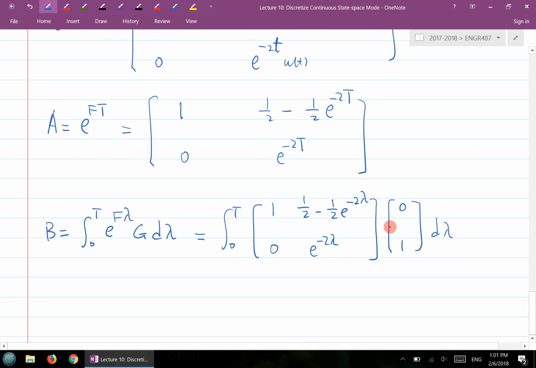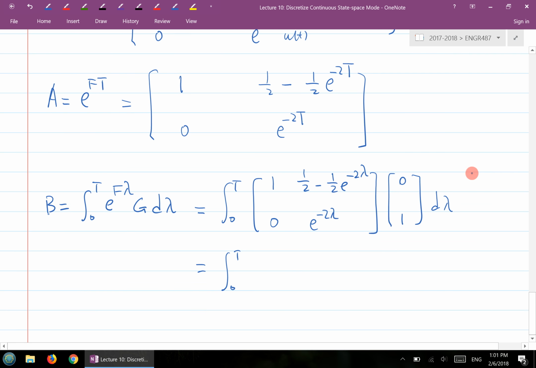And that'll simplify. Basically, now you only deal with the integral of 2 terms. Okay. So let's multiply this together. Then what do we get? We get 1/2 out of here minus 1/2, and then here's E, and then d lambda.